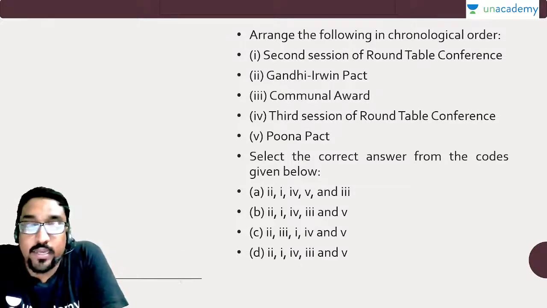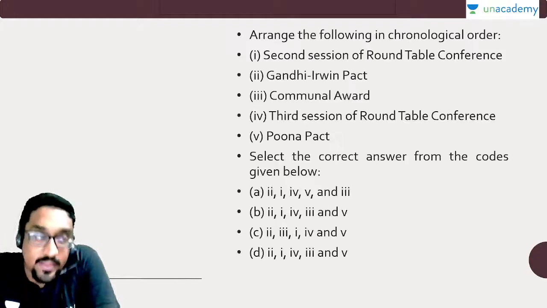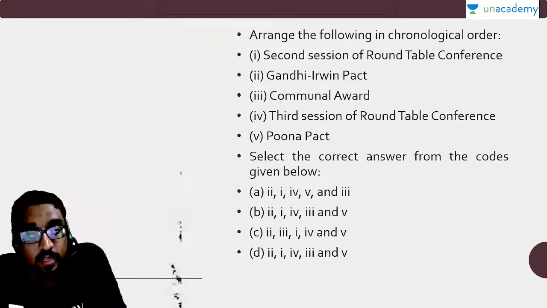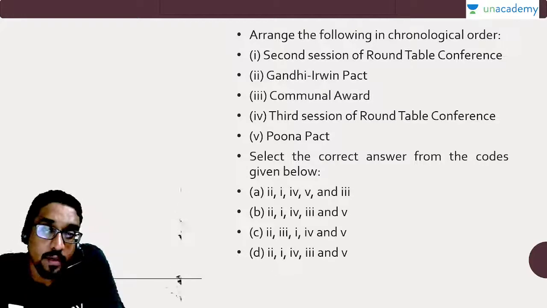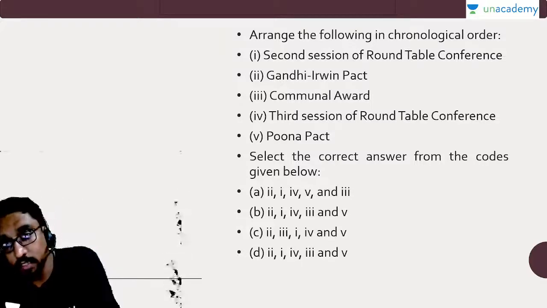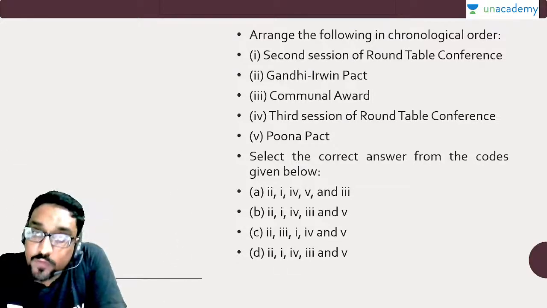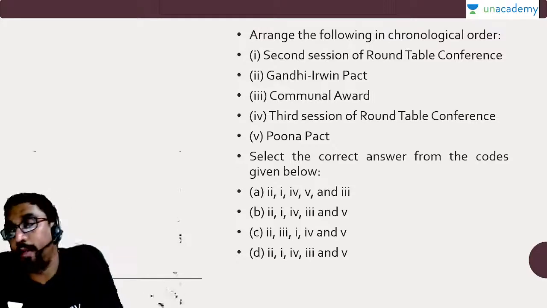Answer, guys, answer. Yes, the answer is D. So Gandhi Irwin Pact was first. Immediately after Gandhi Irwin Pact was the second roundtable conference. Also, immediately after the Communal Award was the Pune Pact.